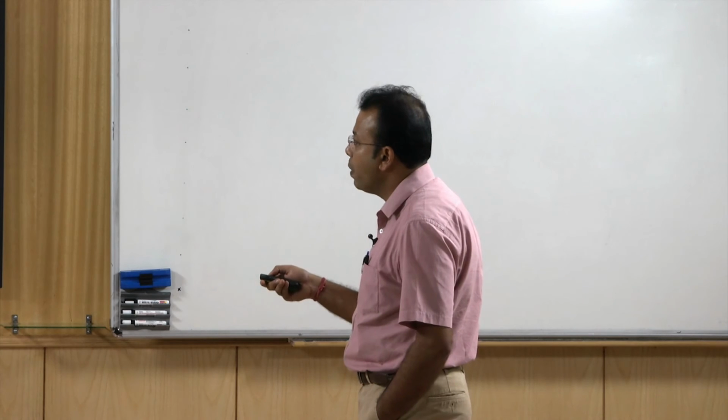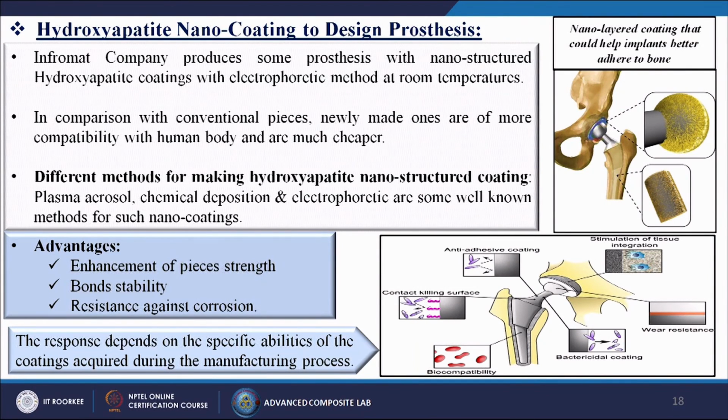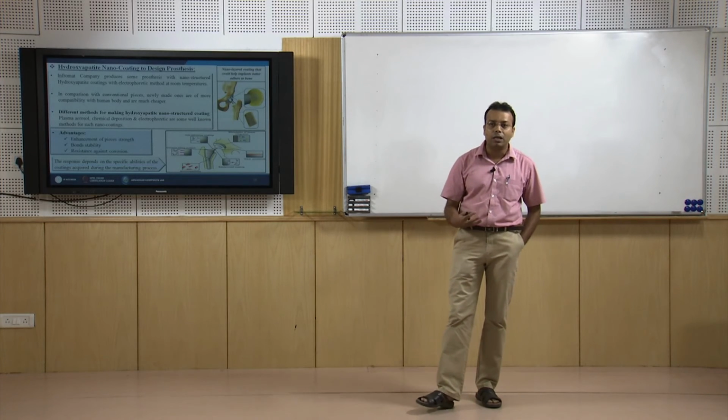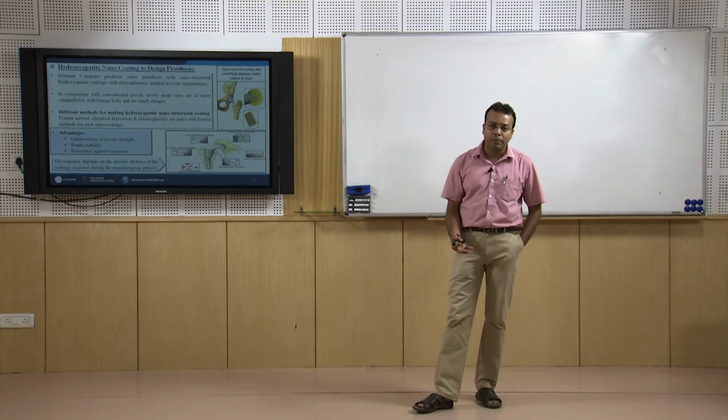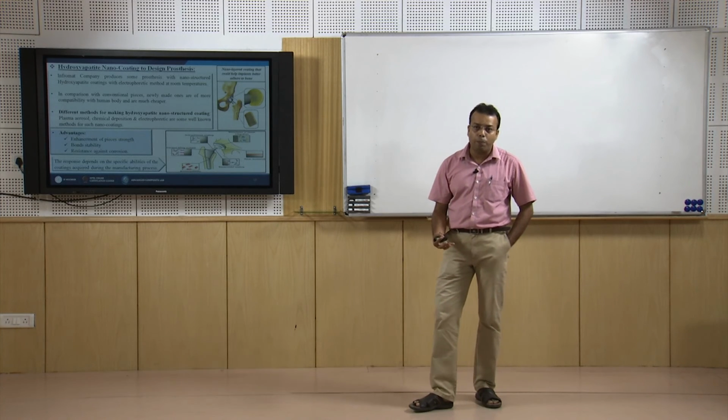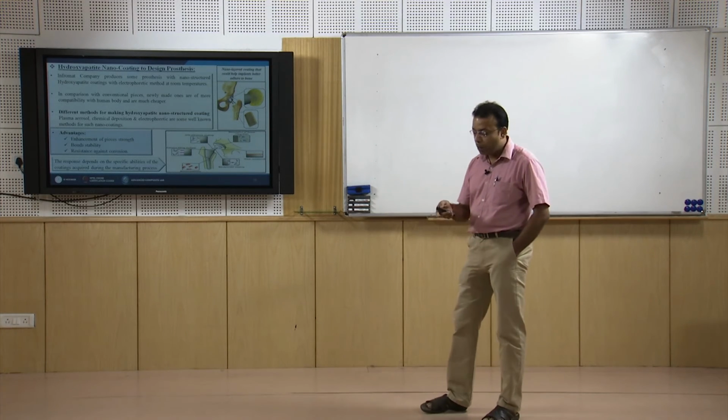Different methods for making hydroxyapatite nanostructured coatings, such as plasma, aerosol, chemical deposition and electrophoretic, are some well known methods for such nano coatings. What are the advantages? Enhancement of piece strength, bond stability, and resistance against corrosion. The response depends on the specific abilities of the coatings acquired during the manufacturing process. So, these are all properties we can incorporate into the material so that it can easily be made compatible with our body or the liquid inside our body.